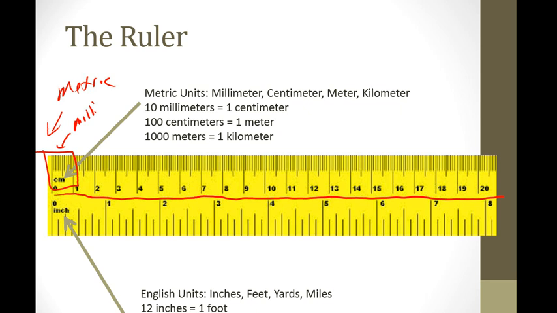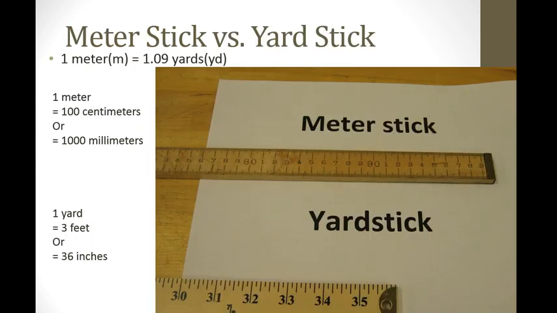Now on the bottom side is the side that most of us go to immediately. This is the side that reads in inches. 12 inches being 1 foot. There's 3 feet in 1 yard, so on and so forth. The most common mistake that I see, especially early on in physics, is people not paying attention to which side of the ruler they used. If I tell you to measure something in metric units, you have to be using what in this case is the top side of the ruler.